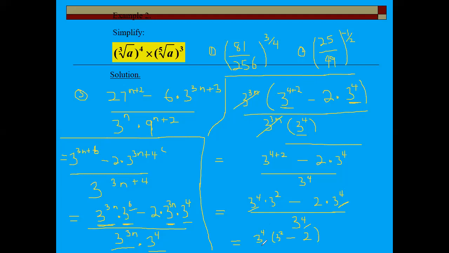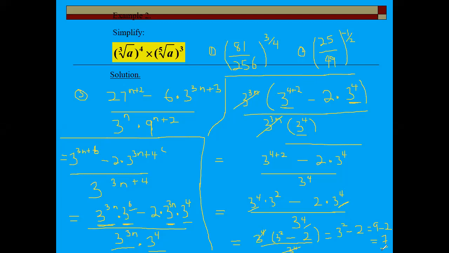So over 2 all over 3 raised to the power 4. Which means that 3 raised to the power 4 will cancel out 3 raised to the power 4 once. And then we'll be left with 3 raised to the power 2, 3 raised to the power 2 minus 2. And 3 raised to the power 2 is 9. 9 minus 2 will give us 7. So the final answer is 7.